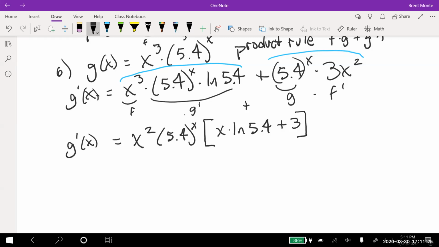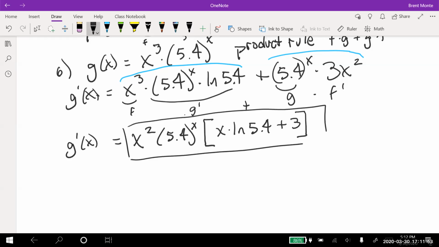because now if I wanted to find relative extrema, set that equal to 0, x squared equals 0 at 0. 5.4 to the x, again, the exponentials by themselves never equal 0, so that's not going to give you a critical value. But the x times 5 ln of 5.4 plus 3, that I could set equal to 0, subtract the 3, divide by ln of 5.4, and I'll get a second critical value there as well. But here's my derivative fully factored.